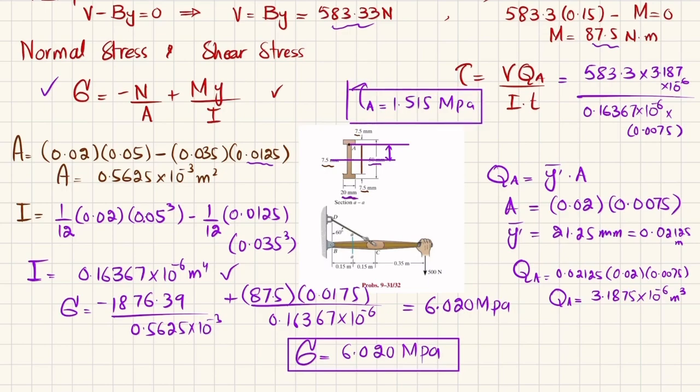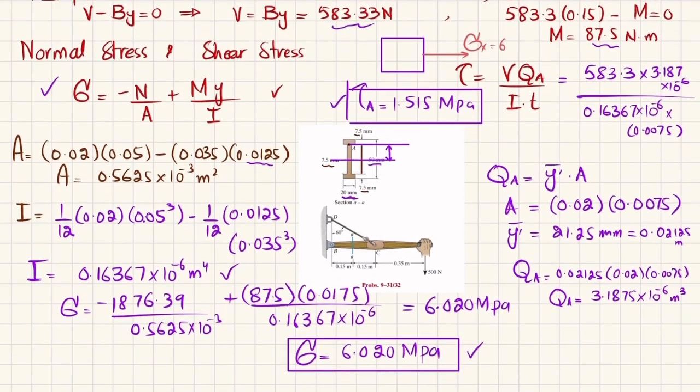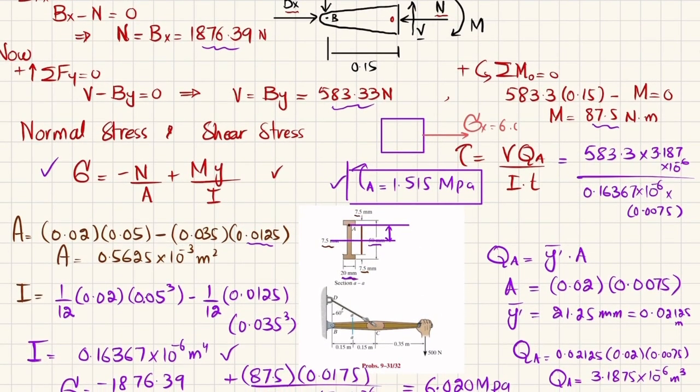Now you have both normal stress and shear stress. So if you want to represent on an element, let this be the element. Clear? So in x direction, this will be sigma x, which is equal to 6.02 megapascal, 6.02 megapascal. In y direction, you do not have any stress, so sigma y will be equal to 0, and shear stress is this one, plus 1.515. So the shear stress will be like this.